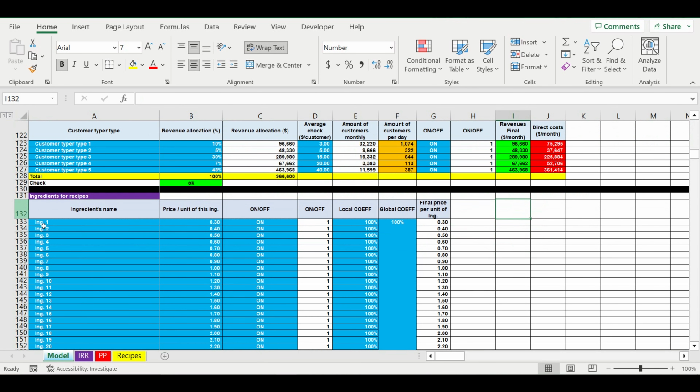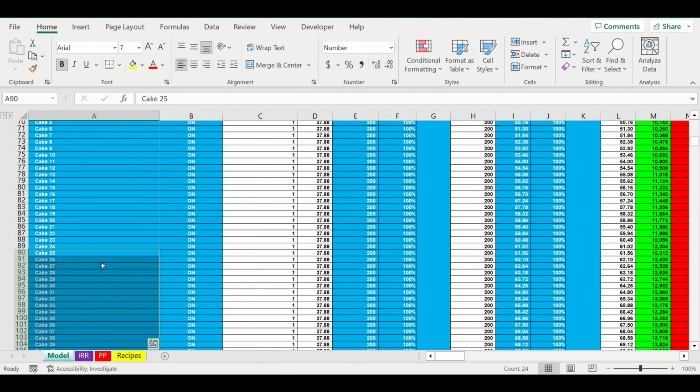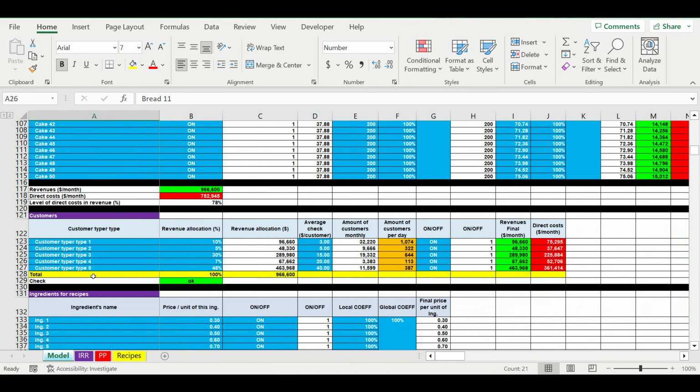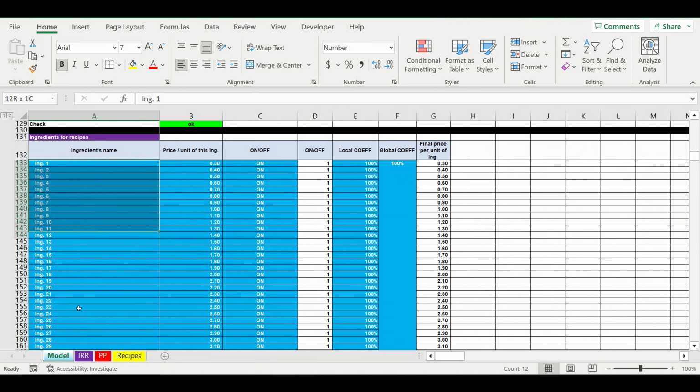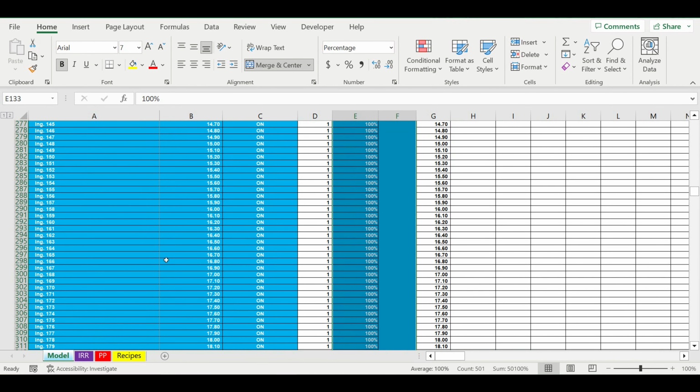Then we have the list of ingredients that we need to cook our product line. We need these ingredients to cook or bake these cakes, these types of breads. So here is the list of ingredients, with the price per 1 unit of each ingredient. We can switch on and off different ingredients from calculations. We have global and local coefficients for ingredients expenses. As you can see, we have a lot of ingredients.